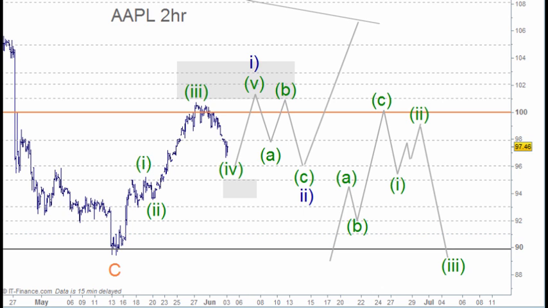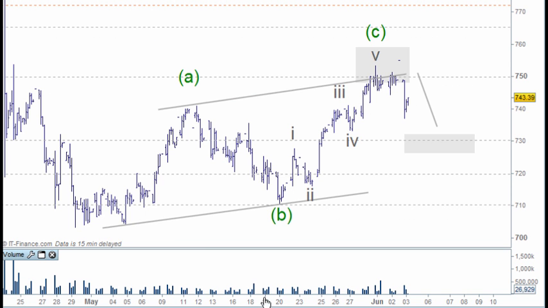We're also looking at Google as a bit of a template for this. So just looking at it here, the main point is that from this move up here, we can see this as an A and a B and a C wave here.